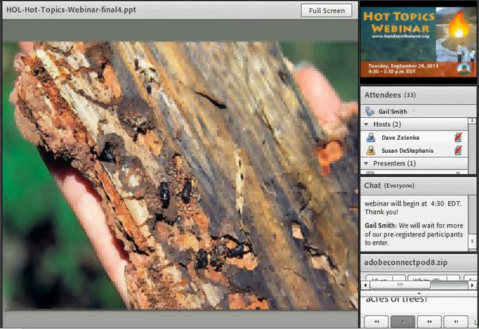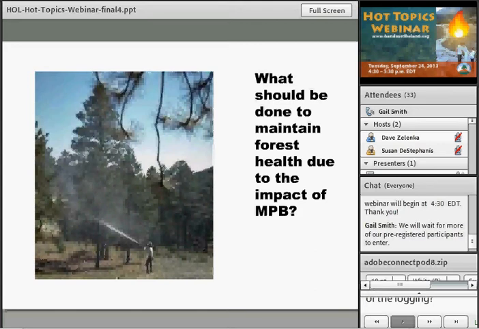So what the students began to develop were some inquiry questions like this one. What should be done to maintain forest health due to the impact of the mountain pine beetle? This shows a picture of spraying some sort of pesticide onto the trees, and the students had to do a little bit of research to find out if this technique was effective or not.